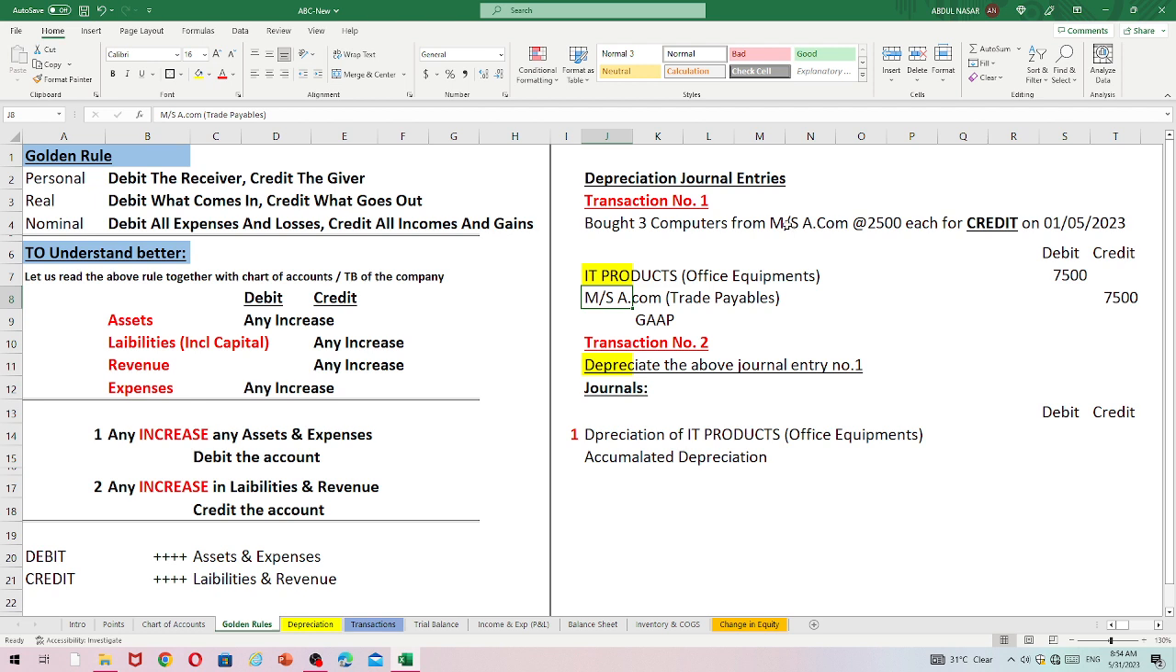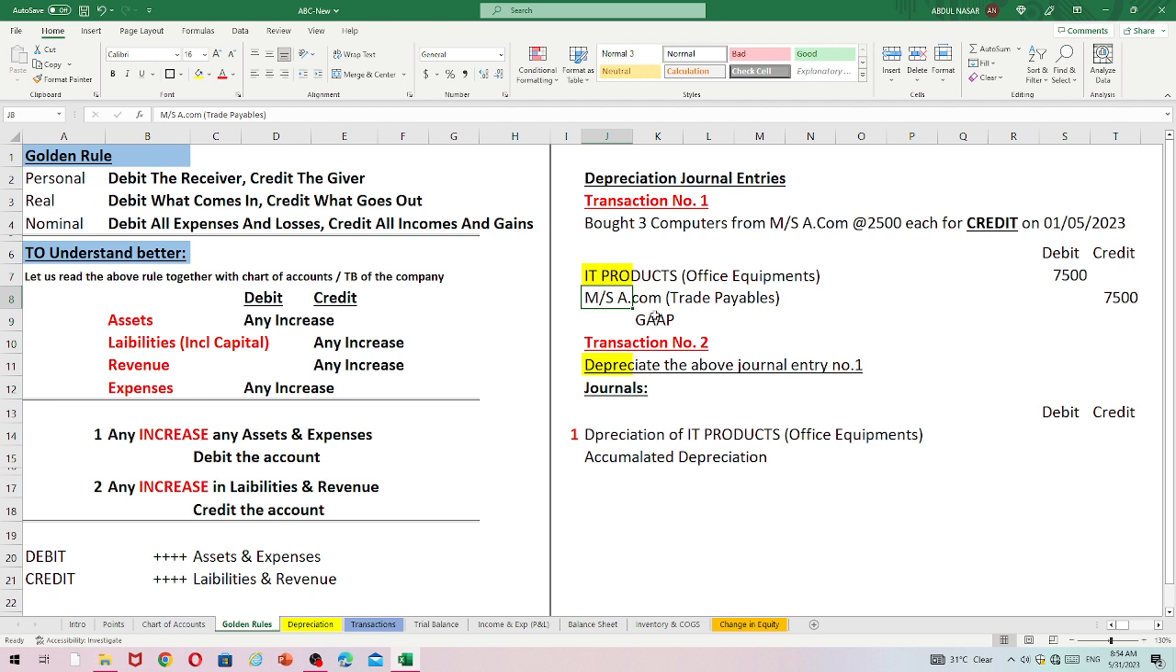This is bought on credit from Messrs. A.com. Messrs. A.com is a trade payable account, right? It is a liability. This amount of 7,500 has to be paid after the credit period to Messrs. A.com. So Messrs. A.com is a trade payable account because we are liable to pay 7,500. Liable means it's a liability, right? We need to pay to them.